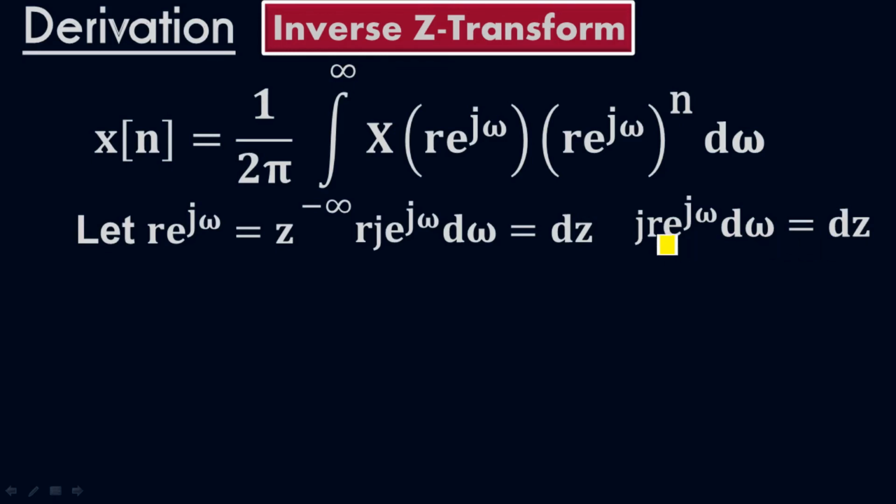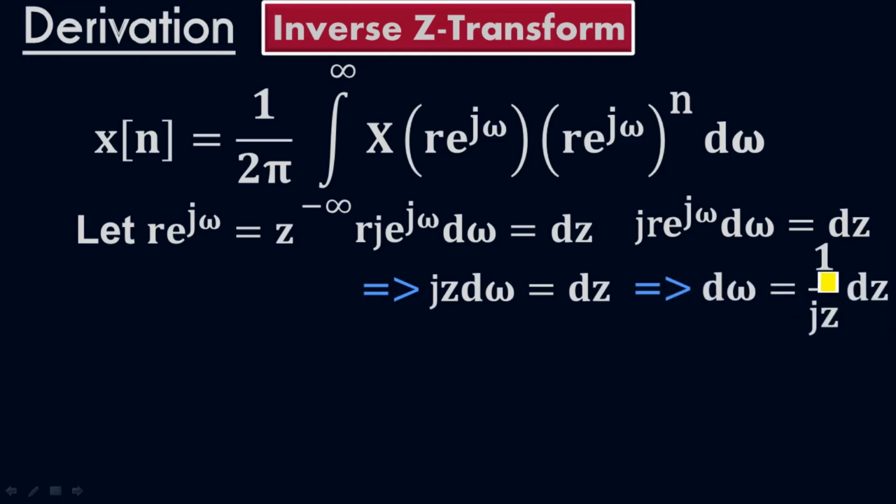Now we know that r times e to the j omega equals z. So just plug in z for the r times e to the j omega here, which implies that j times z into d omega equals dz. I just replaced r times e to the j omega by z. So this term becomes j times z times d omega equals dz. Now divide both sides by jz to have d omega equals 1 over jz times dz. Just divide the left side and the right side by jz. So for the d omega, I'm going to plug in 1 over jz dz.